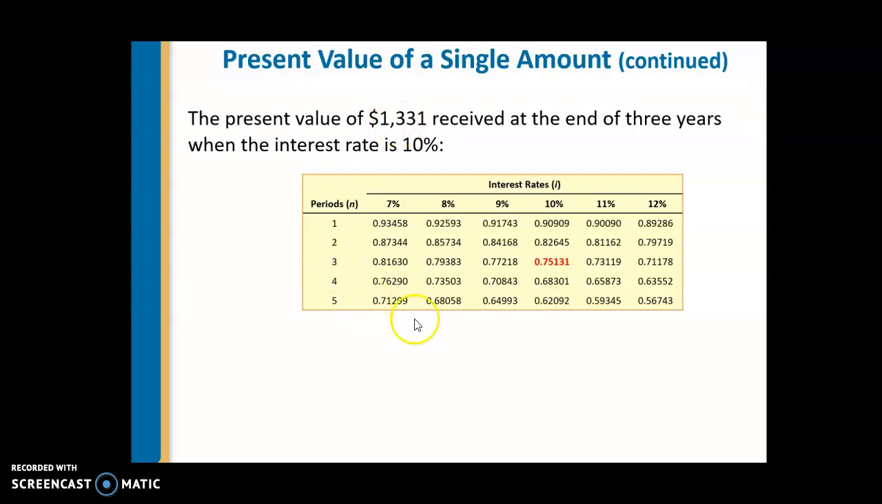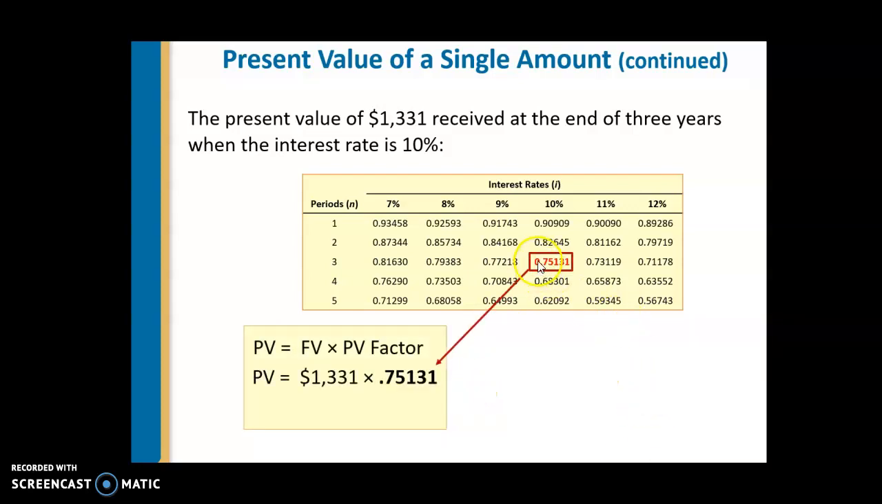$1,331. This is an excerpt from that table, looking down the column for periods of time, N equals 3, and then looking across the interest columns, we come to the 10% column, and at that intersection we have a factor of 0.75131. If we multiply that factor times $1,331, we will calculate a present value of $1,000.